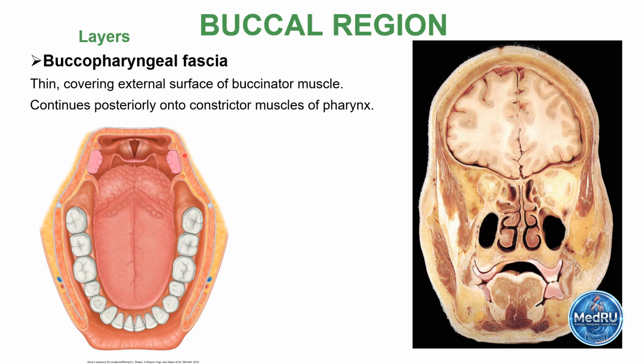The buccopharyngeal fascia normally acts as a barrier limiting the spread of infection from the buccal intermuscular space. However, when pus pressure exceeds fascial resistance, infection ruptures through this fascia into the retropharyngeal space.